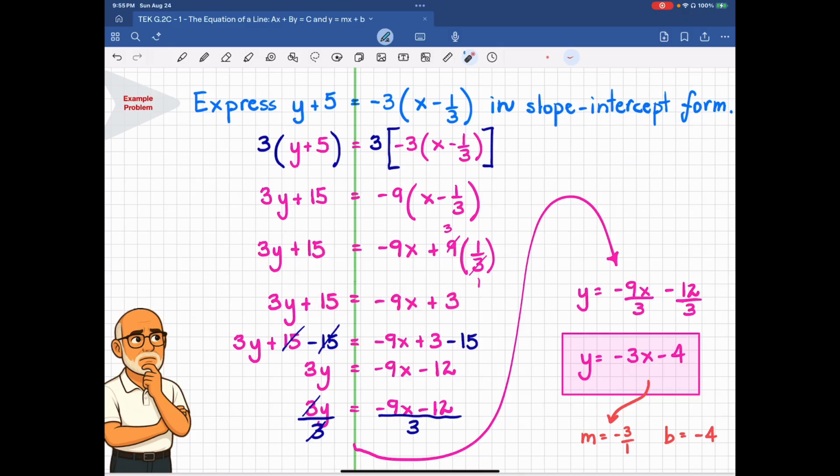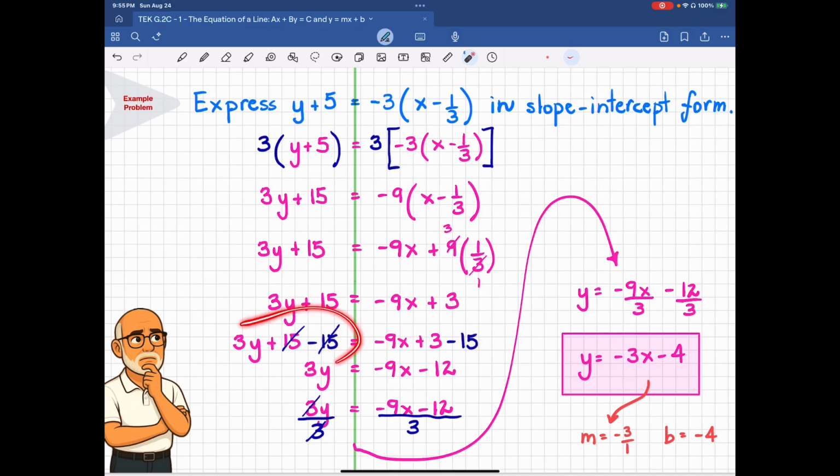I'm trying to put this into the form of y equals mx plus b. So what I need to do, I need to get my y's all by themselves on the left-hand side. In order to do that, I need to move my 15s over here. What's the opposite of adding 15? Subtracting 15. So if I subtract 15 from the left, I have to subtract 15 from the right.